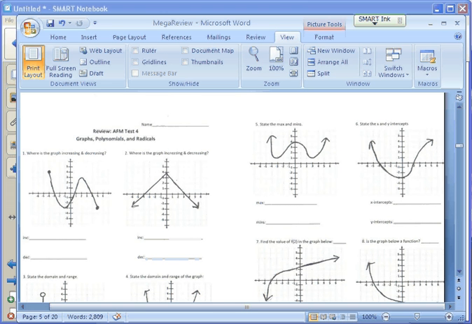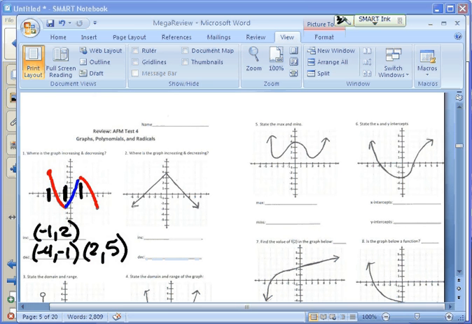So I'm going to mark the decreasing parts in red and the increasing parts in blue. So it should be easy to see at that point that you are increasing from -1 to +2, and decreasing from -4 to -1, and then again from 2 till 5.